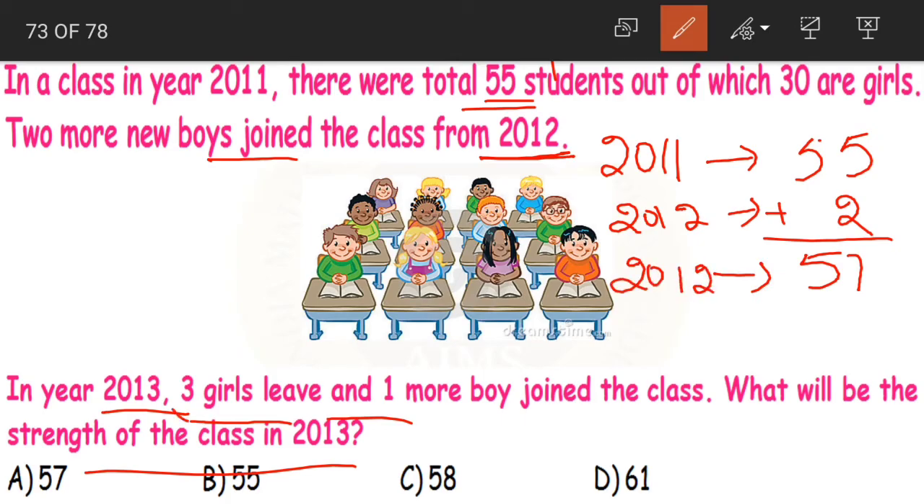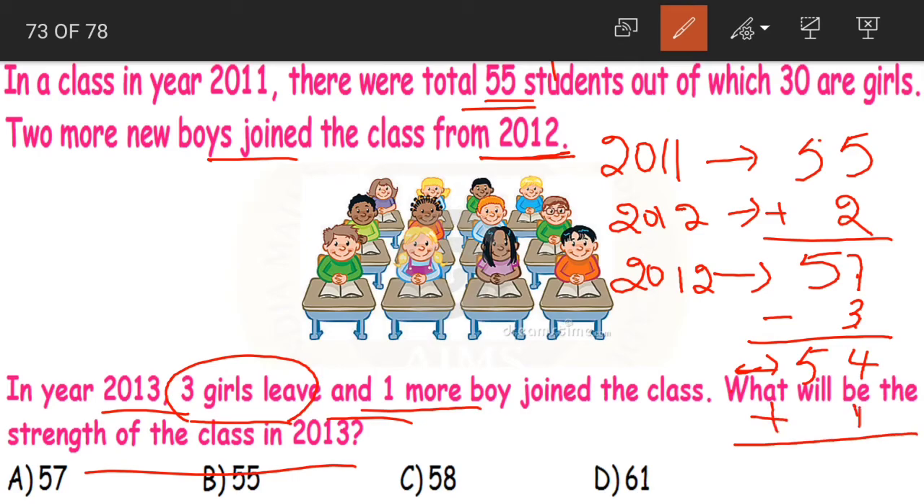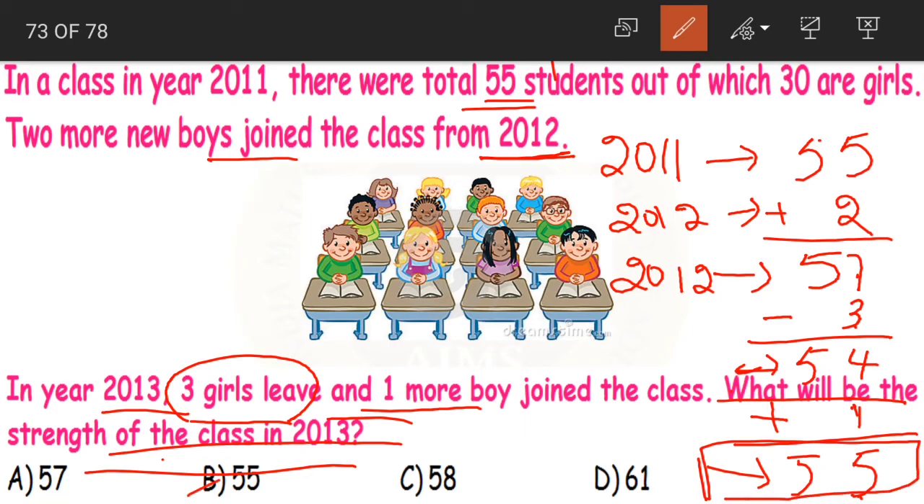Now in 2013, 3 girls left. Left means we need to minus. 7 minus 3, 4, and 5. Yes. And 1 more boy joined. Joined means we need to add. Add 1. 4 plus 1, 5 and 5. What is the strength now? 55. So what will be the strength of the class in 2013? 55. Option B. Okay children?